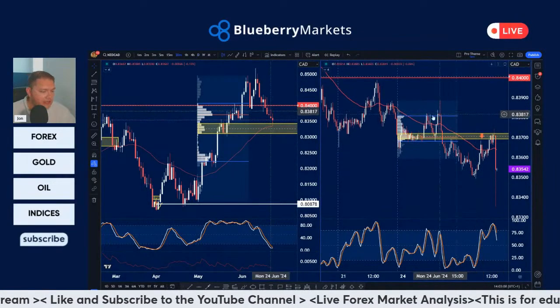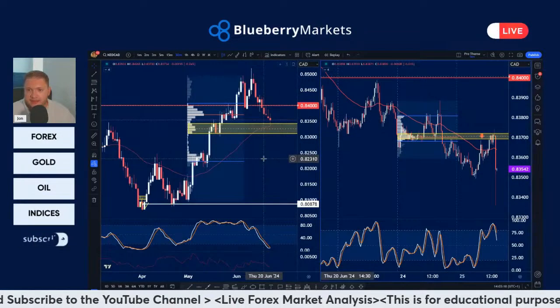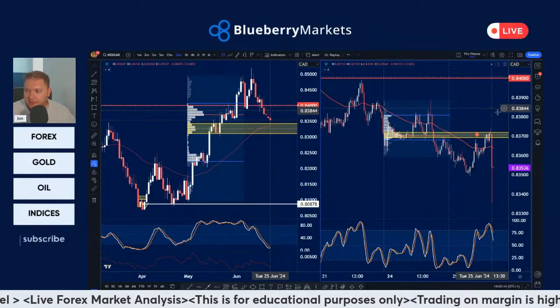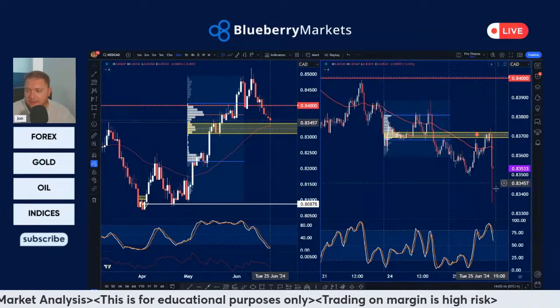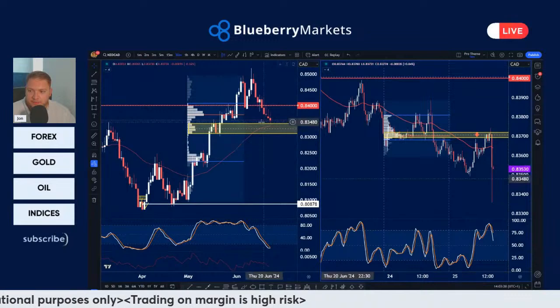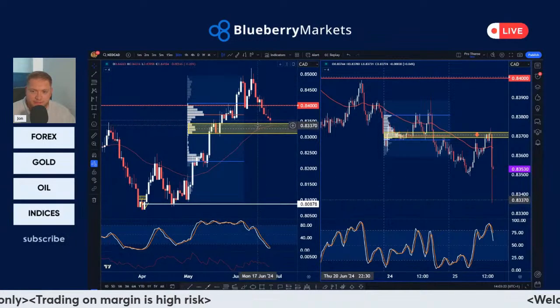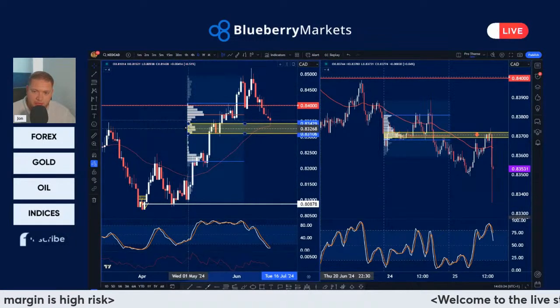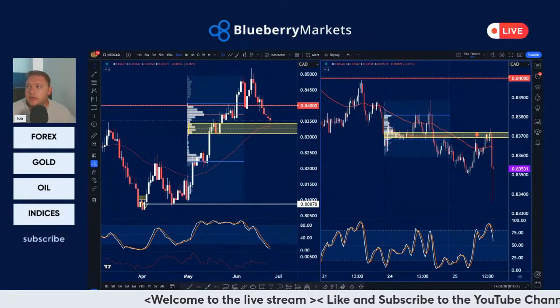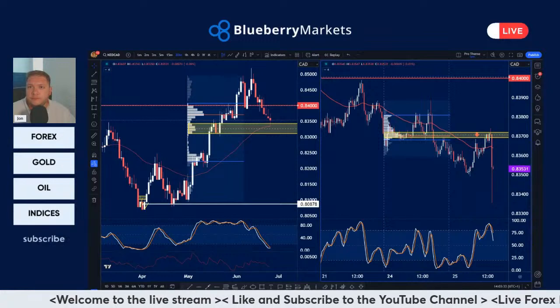Now I'm on Kiwi CAD at the moment, probably not the most exciting pair that anybody's really traded recently, but I had the idea of getting short Kiwi CAD today, down into this 0.8330 area, which is a volume profile level. Still in the short. Haven't taken profit on this short yet. Still in it at the moment.